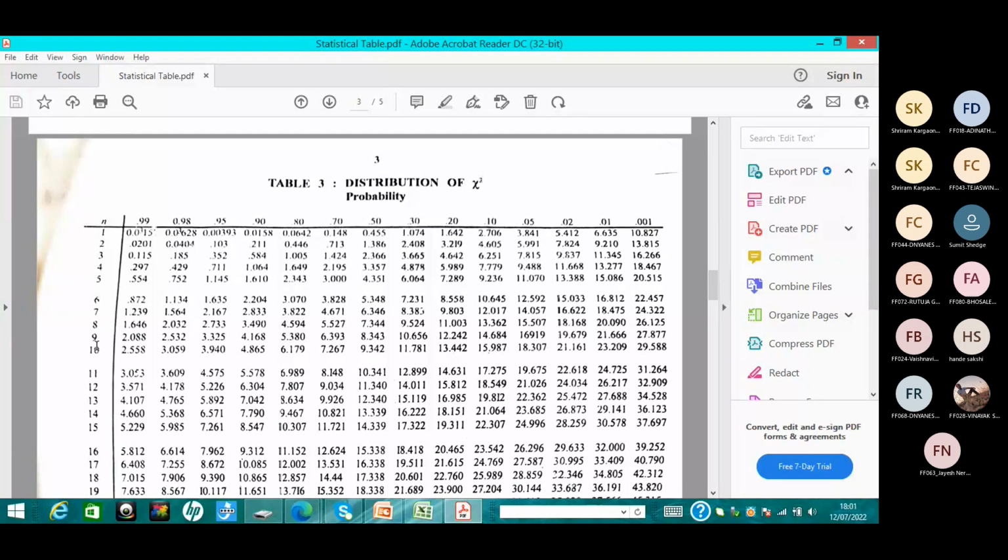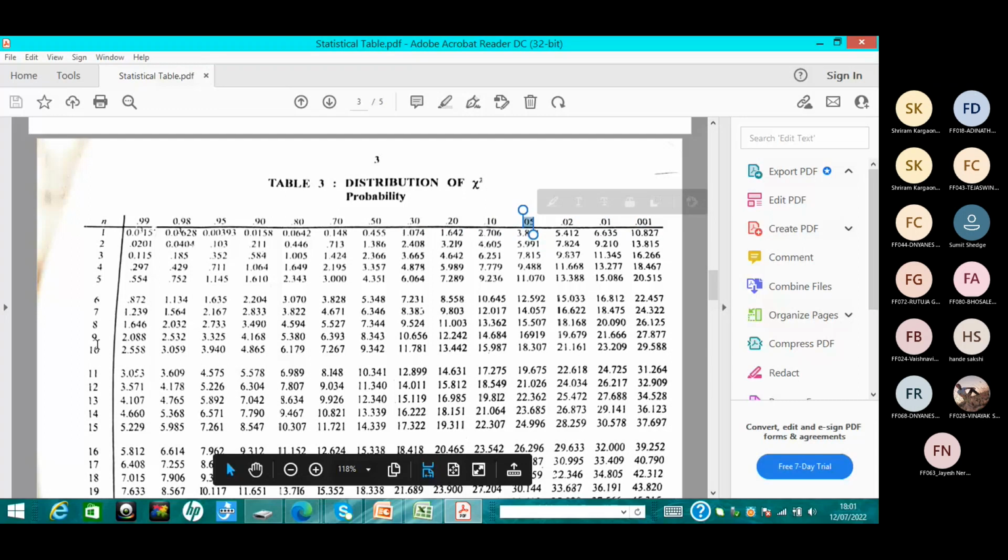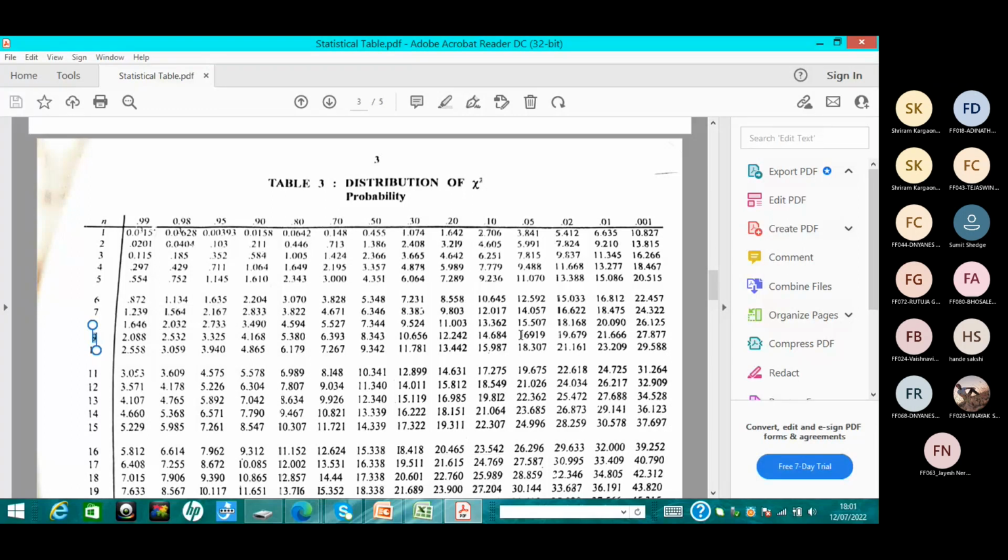And what is the level of significance? Now you go on searching here. Now here is the 5%. This is the 5% and this is the 9. You see the intersection value. So it is how much? It is 16.919. 16.919 is the table value.